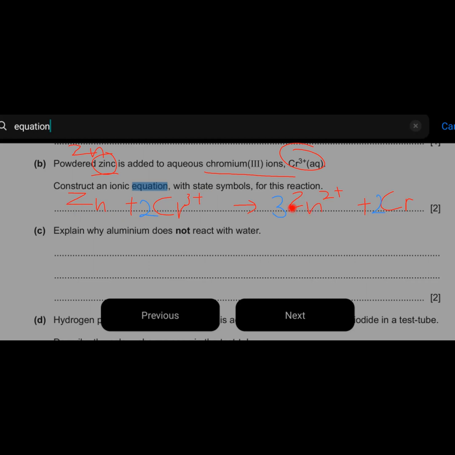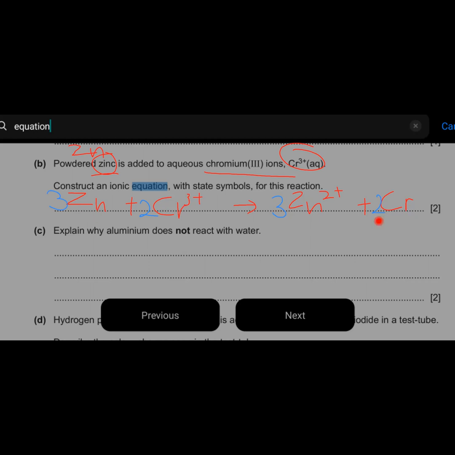What about the zinc atoms here? On this side, there is only 1 zinc atom, and on this side we have 3 zinc ions. That's how we read it. Don't say 3 into 2 ions. This is just 3 zinc ions. So the 3 zinc ions should be balanced by multiplying the zinc atoms by 3. So you get 3 zinc atoms becoming 3 zinc 2 plus ions, while 2 chromium 3 plus ions become 2 chromium atoms.